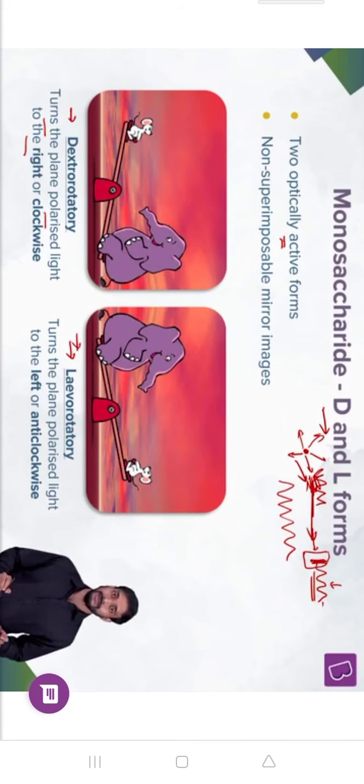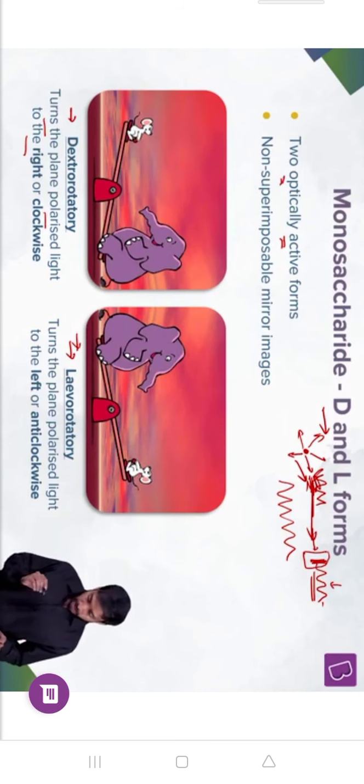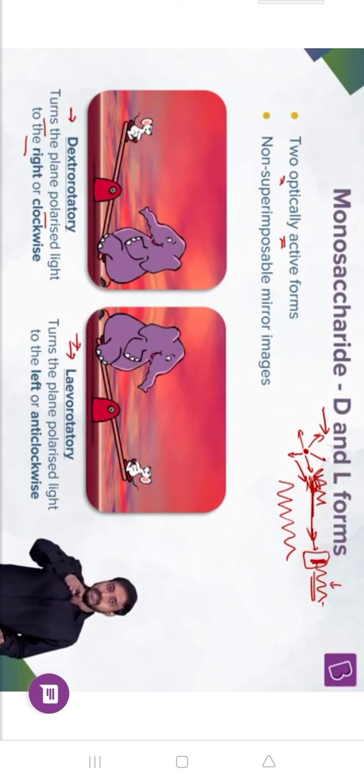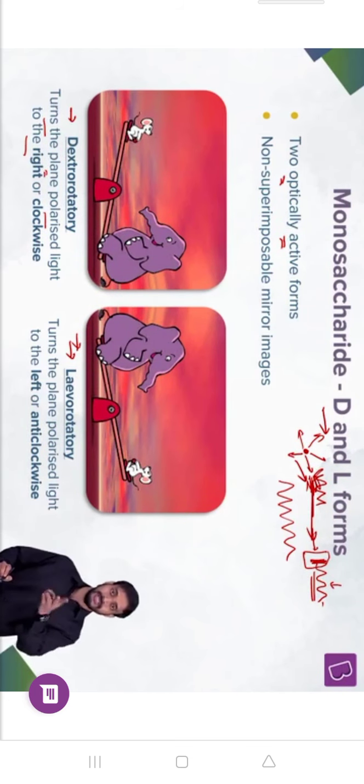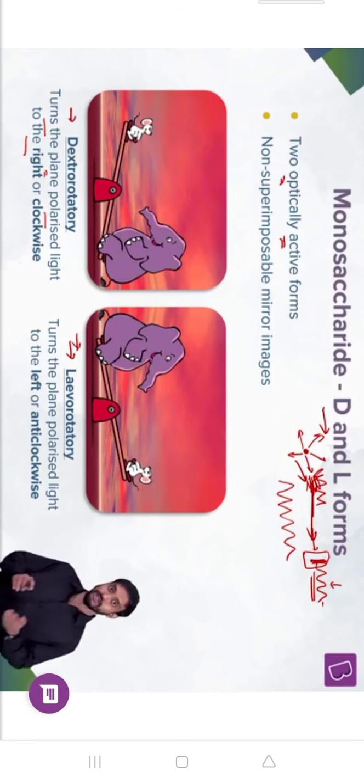Got it? So that is basically optically active forms. So what are the optically active molecules? The molecules which can turn the plane polarized light to a particular direction. If it's dextro, then it's towards the right or the clockwise. And if it's left, it's anti-clockwise. Correct? Got it?